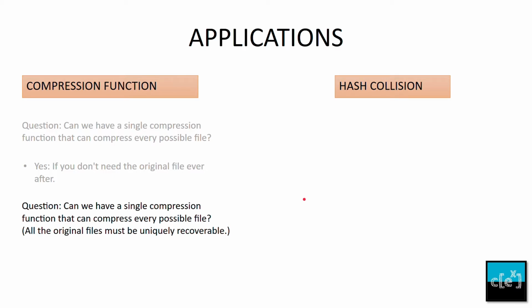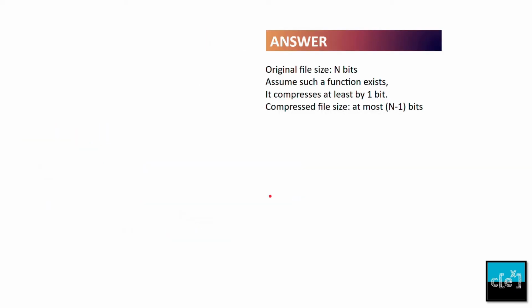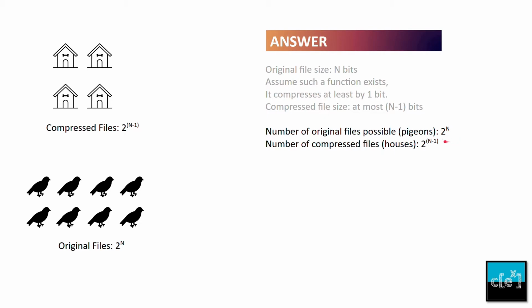To answer this, let's turn back to the pigeons once again. Say the original file is n bits. Assume such a function exists. That means, according to the definition of compression, it must compress the file by at least 1 bit, right? So the file size must be at most n-1 bits. Now from the concept of binary digits, we know that the total number of possible unique n-bit files is 2^n. So here the maximum number of original files or pigeons is 2^n.